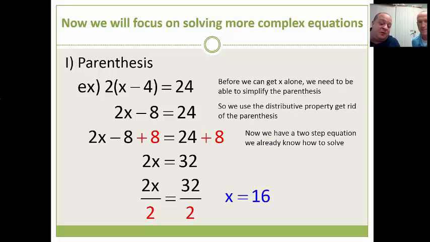It's always good, again, to put that x back in the problem just for a check. So 16 minus 4 is 12. 2 times 12 is 24. We've done the problem right.